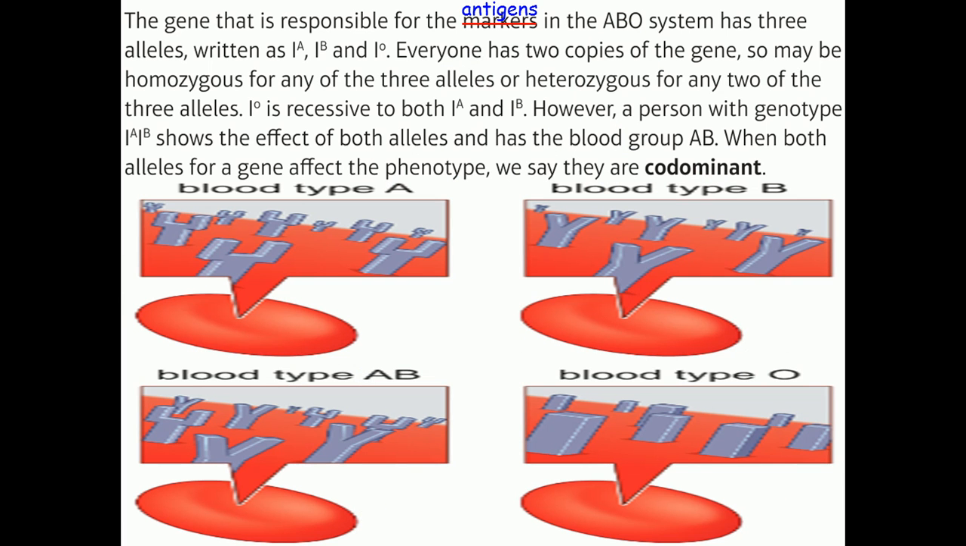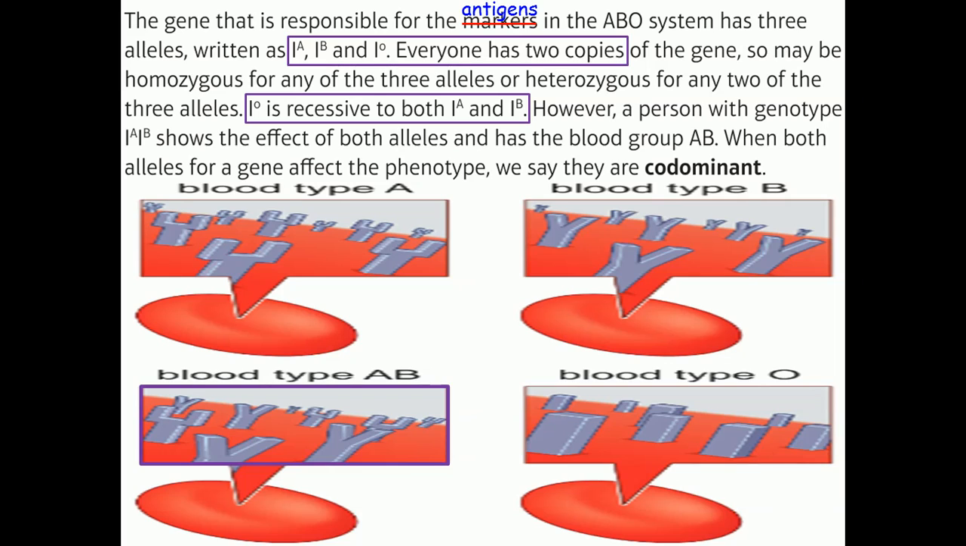So blood type alleles can either be IA, IB or IO, and everyone has 2 copies of the gene, so you only have 2 of those in a combination. IO is recessive to both IA and IB, and IA and IB are dominant. If you're blood type AB, your genotype is IA-IB, and you express both alleles, making you codominant.